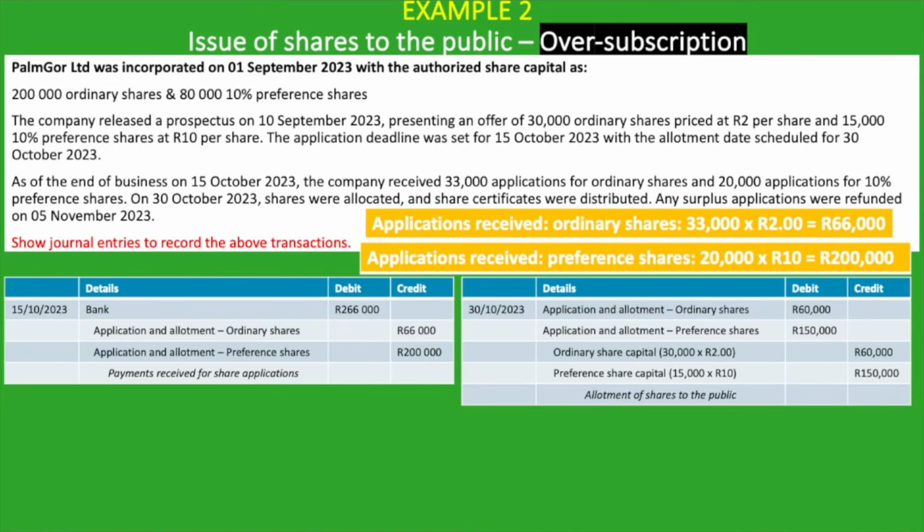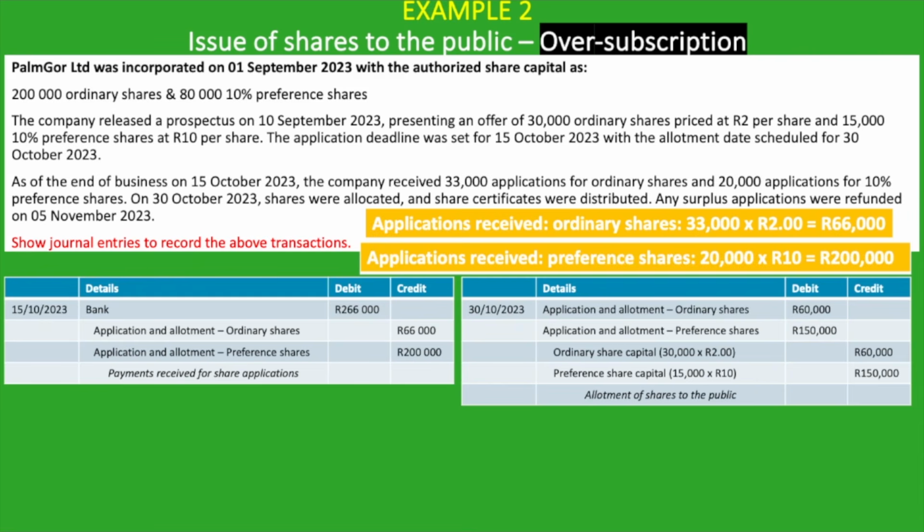So now what is happening to the difference here? You will note there's a difference here because we had credited application and allotment 66,000 rand, but we are only debiting 60,000 rand, so there's that difference of 6,000 rand, and for the preference shares there's that difference of 50,000 rand. Of course that comes from the excess application that we had received, so we need to refund that money back to the shareholders. All right, so we need to give that money back to the shareholders who applied, but we were not able to give them the excess shares. And that is step number 4.